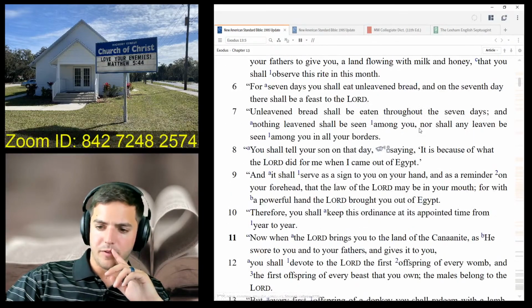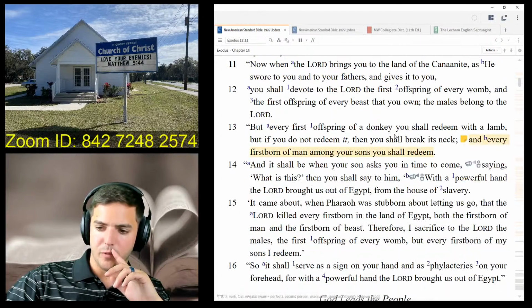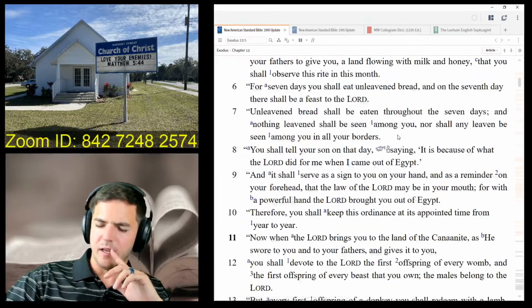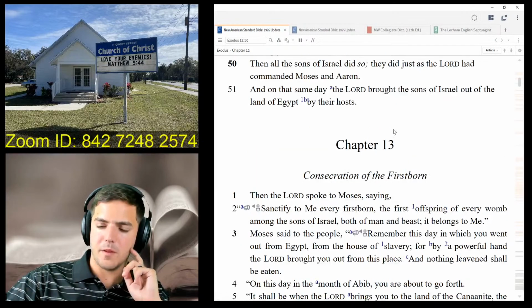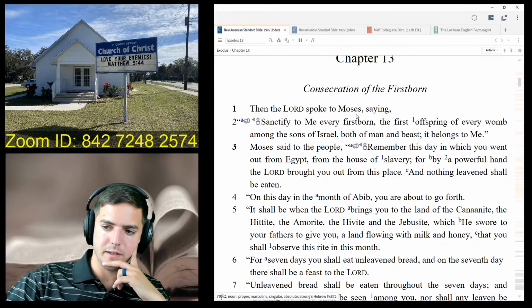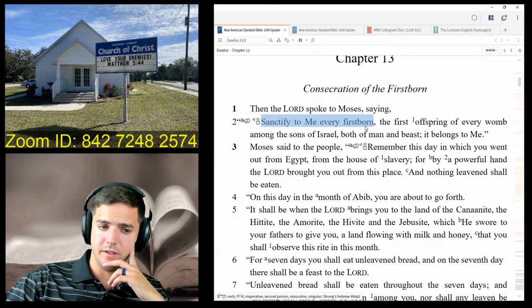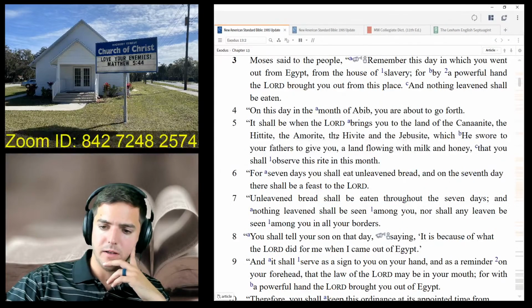Let's go to chapter 13. Let's get a couple more things here. One of the traditions that came from the Passover event was the sanctification of every firstborn, as you see there in Exodus 13 and verse 2.